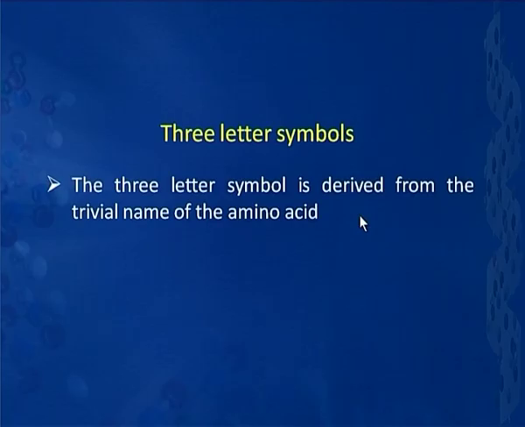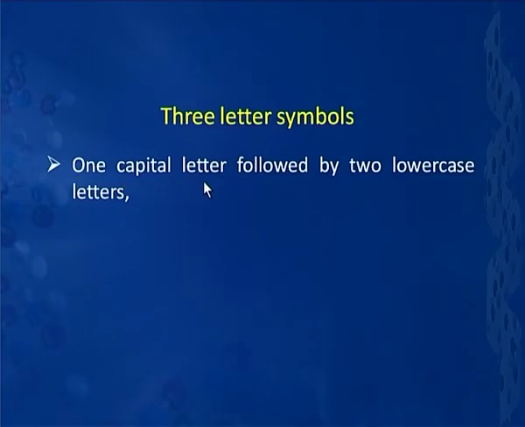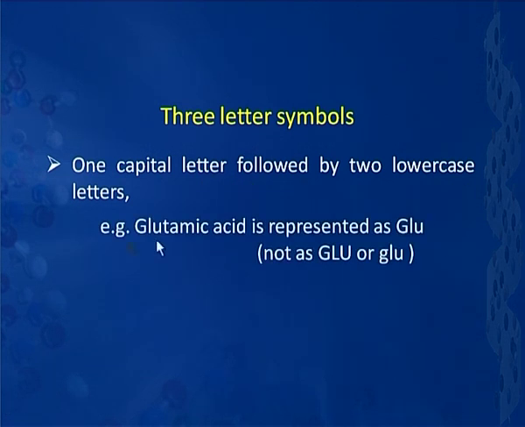Let us start with the 3-letter symbols. The 3-letter symbols are derived from the trivial name of the amino acid, and we pick up the first 3 letters of it. That means we take the common name and take the first 3 letters, such that the first letter is capital and the other 2 are lowercase. For example, glutamic acid will be represented as Glu, G capital, l and u small. If you write GLU all caps, it is incorrect. If you write all smalls, it again is incorrect.